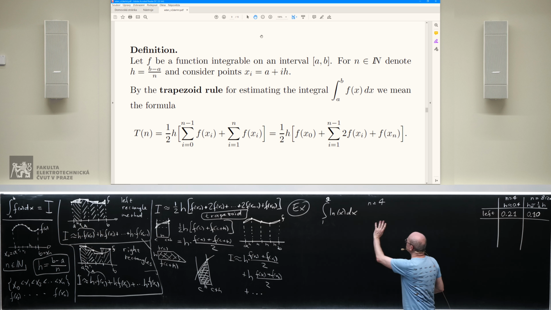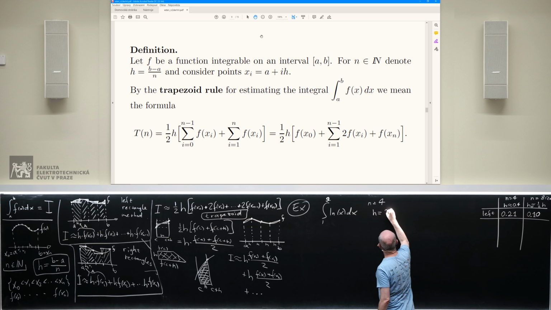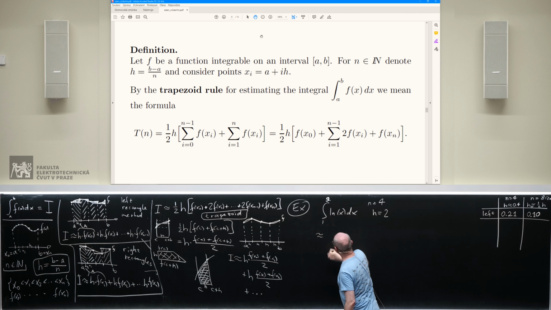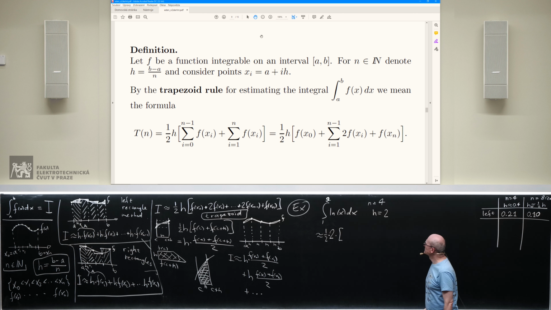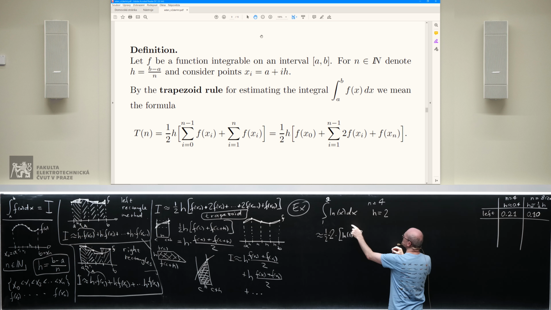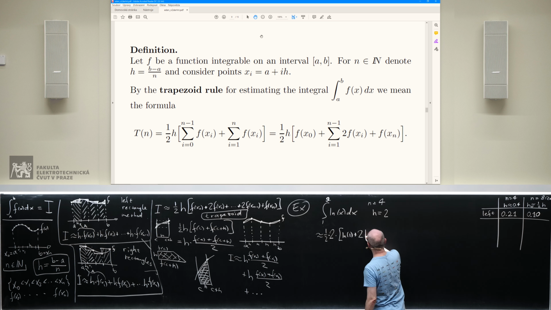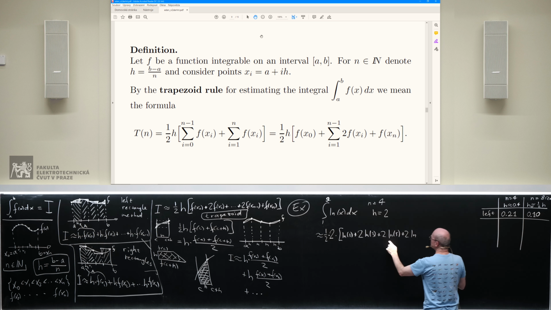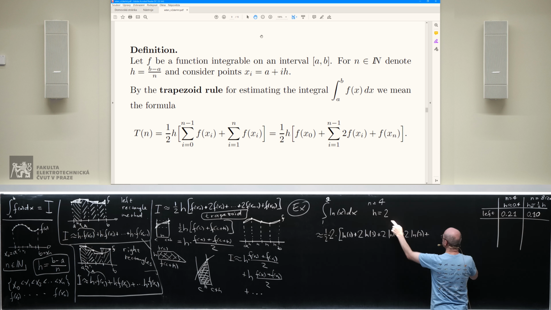Okay, so we have this partition. The step size was 2, and we find the approximation as follows. 1/2, h is 2, and then we are summing up the values. The first value is taken just once, logarithm at 1, twice the second value, which is 1 plus 2 is 3, plus twice the next value, 3 plus 2 is 5, plus twice the next value, 5 plus 2 is 7. And the last value is 9. 7 plus 2 is 9. Yeah, that fits. And as you can see, we are done.